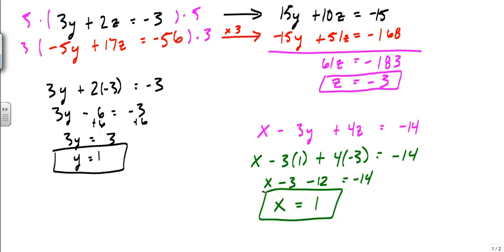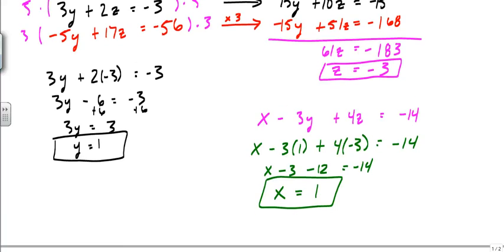So my answer is x equals 1, y equals 1, and z equals negative 3. But how do I write that? Well, when you solve a system with 2 equations, you wrote it as a coordinate pair, an xy coordinate pair, just like 1, 2 or 2, 2, negative 1, 6. Well, in this case, it's called an ordered triple, which makes sense. There's 3 of them. And we just put them in the order x, y, z.